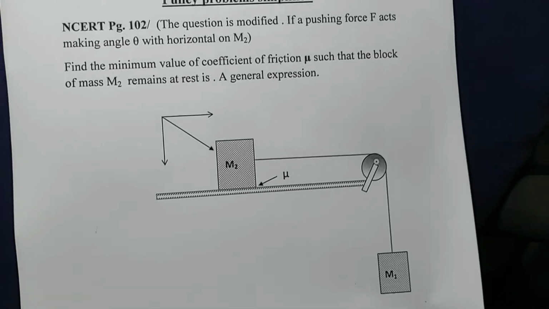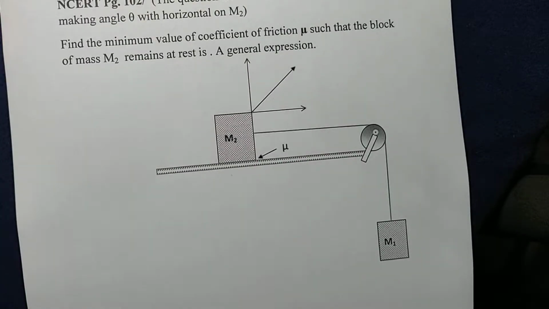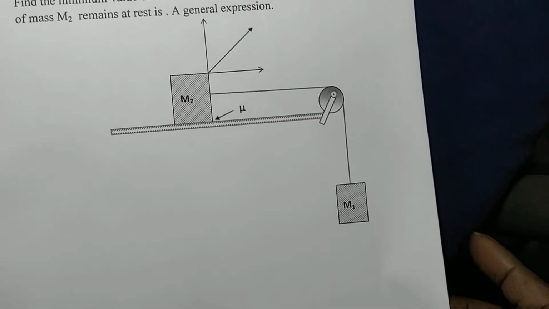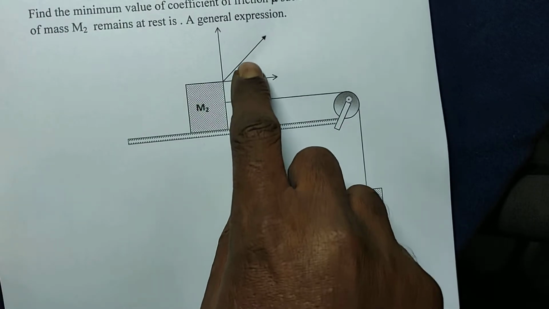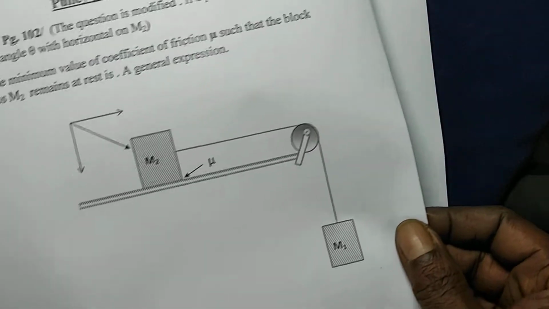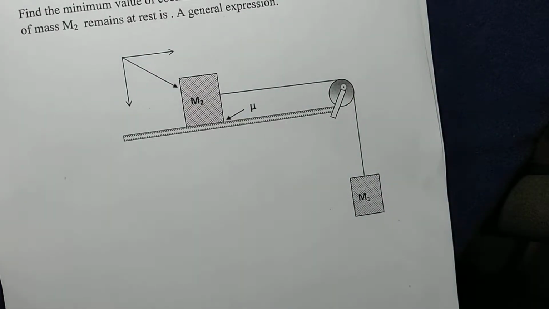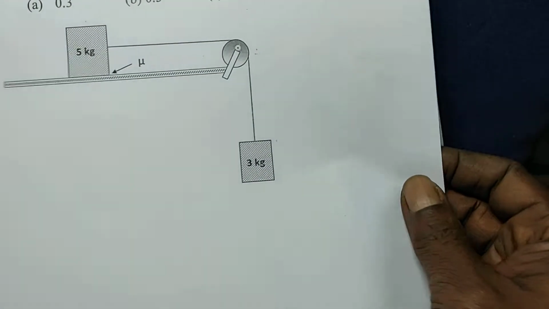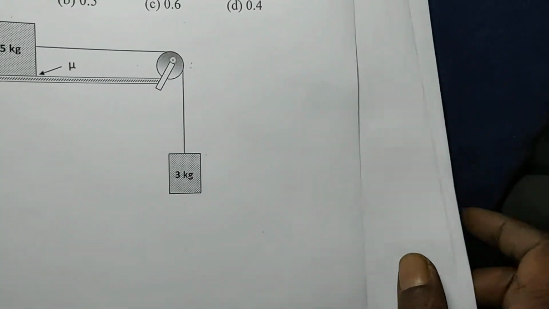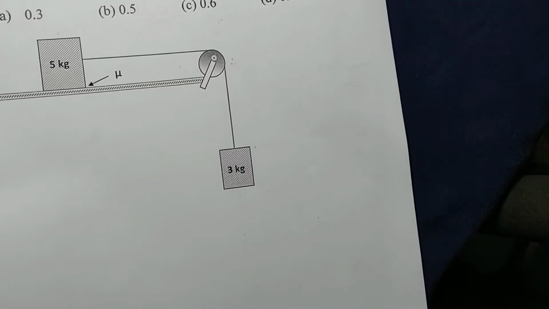And in the last one, the same problem, but there is a pulling force to this side, F, making angle theta with the horizontal. So these four problems will be discussed. So let us first begin with the first one.